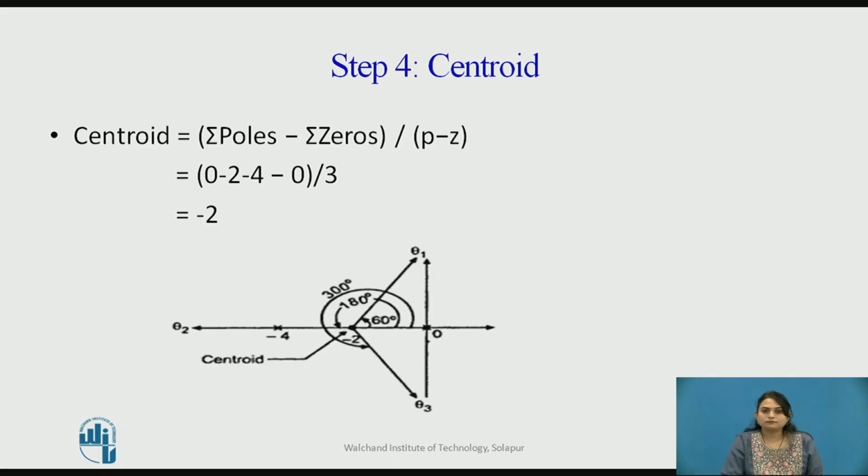Step 4: the centroid. From which point do we draw the asymptotes? For that we need one point, called the centroid, calculated with the formula: summation of poles minus summation of zeros, divided by p minus z. Here the centroid is minus 2. We plot the point minus 2, and from it we draw 3 asymptotes with angles 60 degrees, 180 degrees and 300 degrees: theta 1, theta 2 and theta 3.